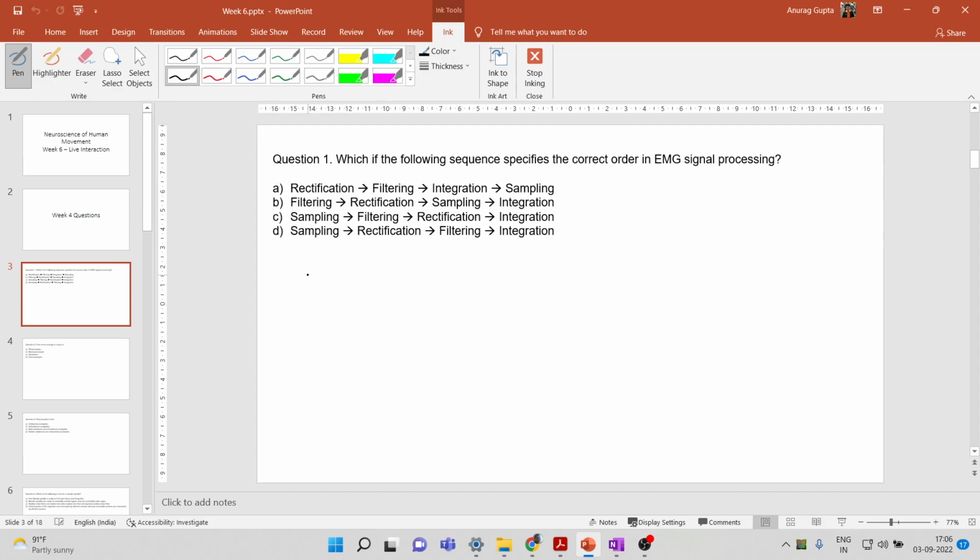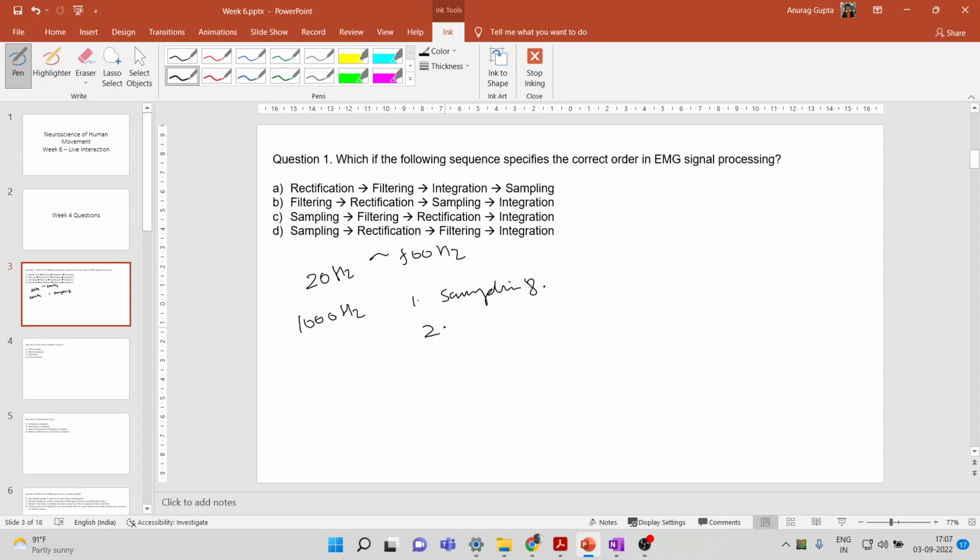So first, we need to get the EMG data from the electrode. So we need to decide a sampling rate at which we are going to get data. Typically, the information of an EMG signal is between 20 hertz to around 500 hertz. So we have to first sample the data at a frequency of about 1000 hertz typically, so that we don't lose out any information. So first is sampling.